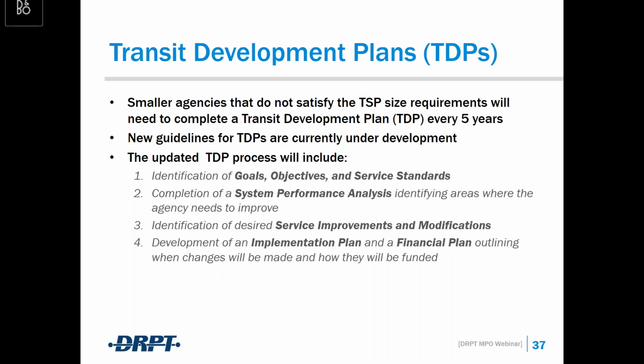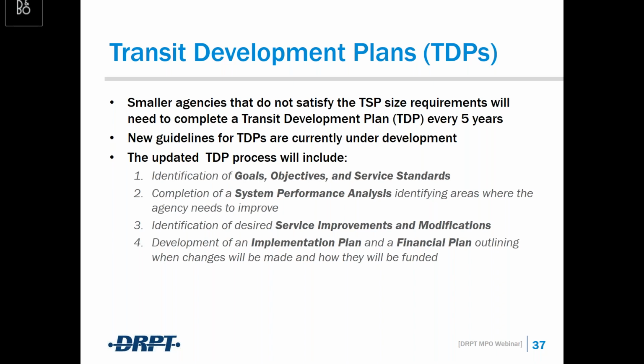In addition to the transit strategic plan, we also have requirements of the agencies that were not listed on the slide before to complete transit development plans, or TDPs. This is for smaller agencies that do not satisfy the TSP size requirements. They will need to still complete their transit development plans. It says here every 5 years, but we are currently working on new guidelines that may impact the parameters for timing and for the updates for that plan. So please stay tuned for that.